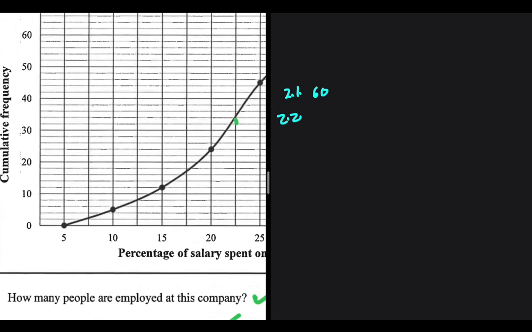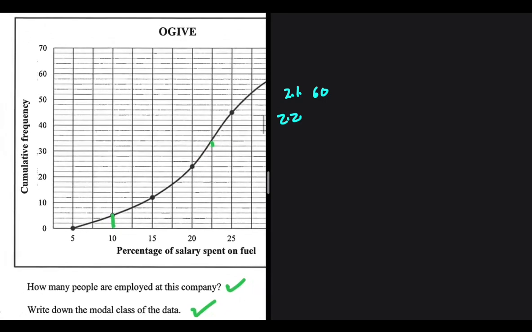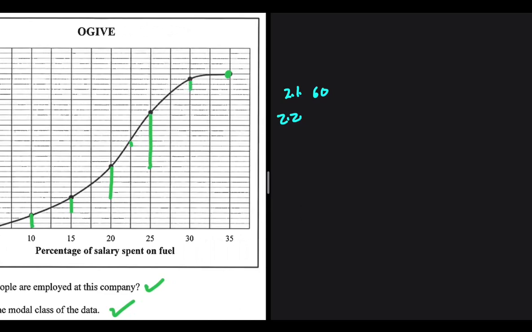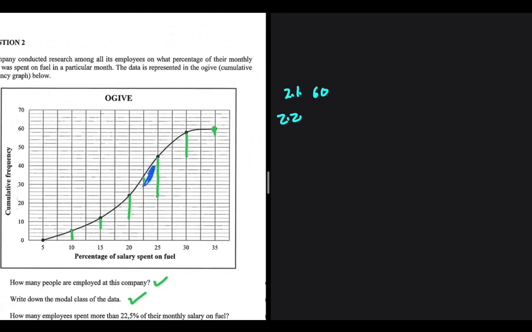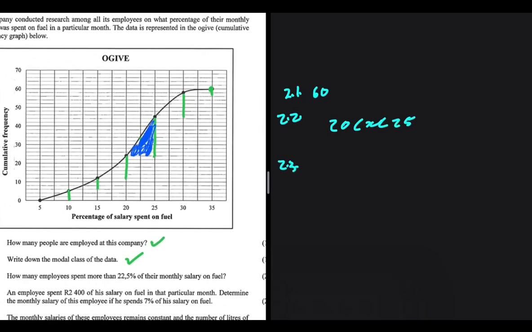From 5 to 10%, this is the frequency. From 10 to 15, this is the frequency. From 15 to 20, this is the frequency. And then 20 to 25, 25 to 30, 30 to 35. 20 to 25 is where we have the highest frequency. So that is our modal class, 20 to 25. 2.3, how many employees spent more than 22.5% of their salary on fuel?